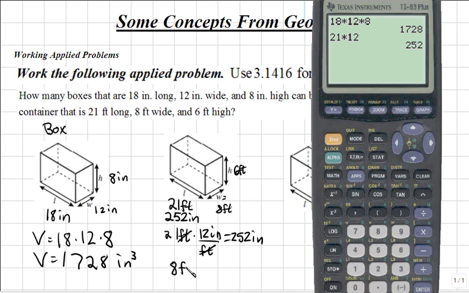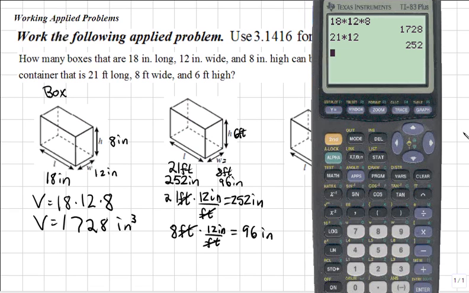Similarly, we'll take 8 feet and multiply this by 12 inches per foot so that the feet will cancel, and 8 times 12 is 96 inches. So 8 feet will be really 96 inches. And finally, 6 feet, we'll multiply this by 12 inches per foot so that the feet cancel, and 6 times 12 becomes 72 inches.